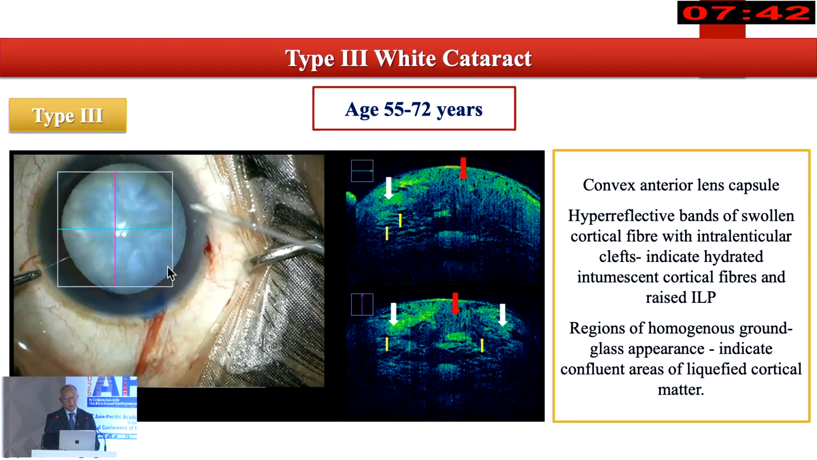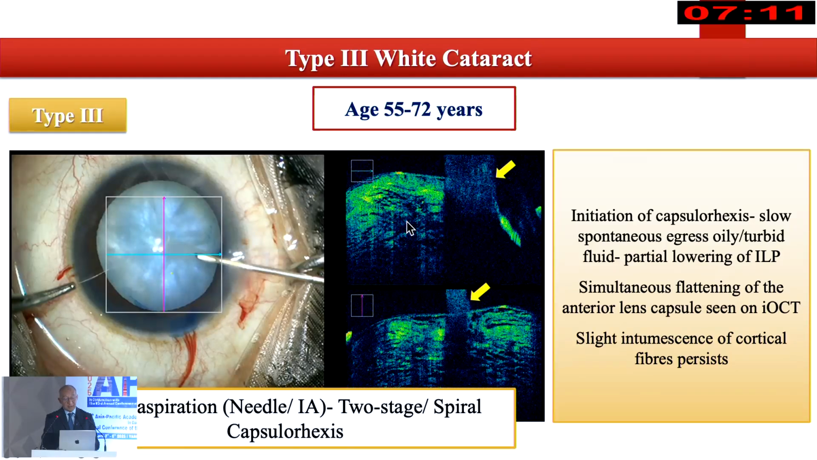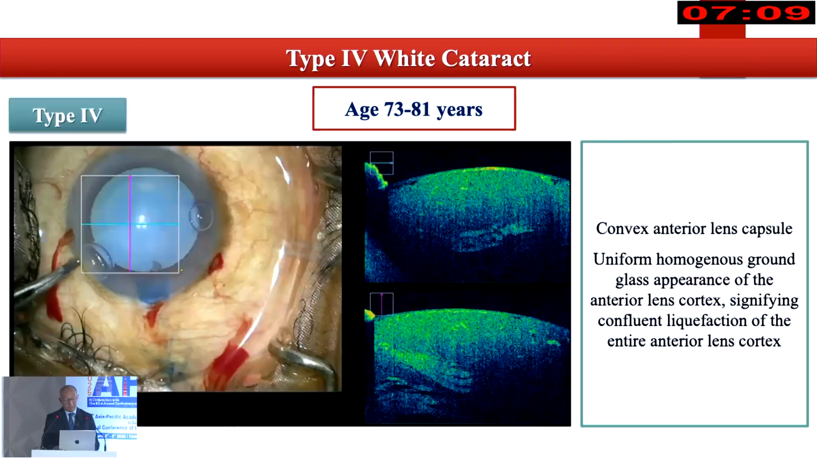This is a type 3 where you have a combination of hydrated fibers, clefts, and a little fluid. In fact, this group of cases is what we see the most in younger patients also. As soon as you make a nick, there's a release of turbid fluid, sometimes like an oily fluid, in a little amount. Even that little release causes a decrease in the lenticular pressure, and you can do a normal rexis. I feel this is the case where needle aspiration is really very helpful, because you can aspirate the fluid very effectively, and rexis becomes very, very comfortable in these cases.